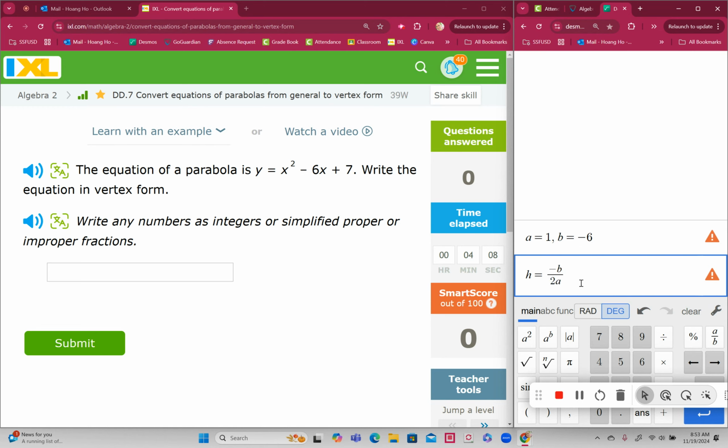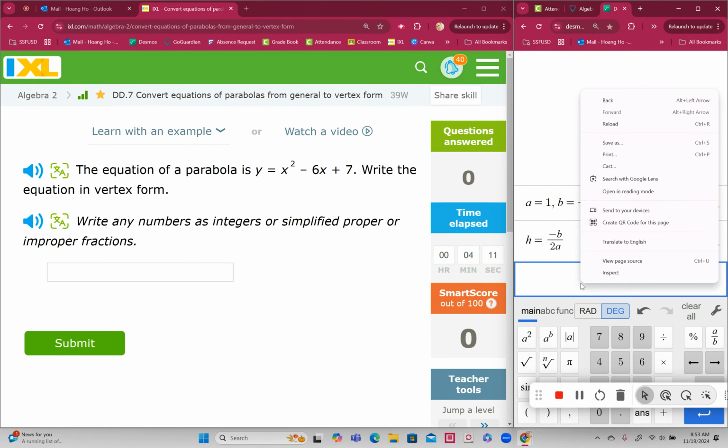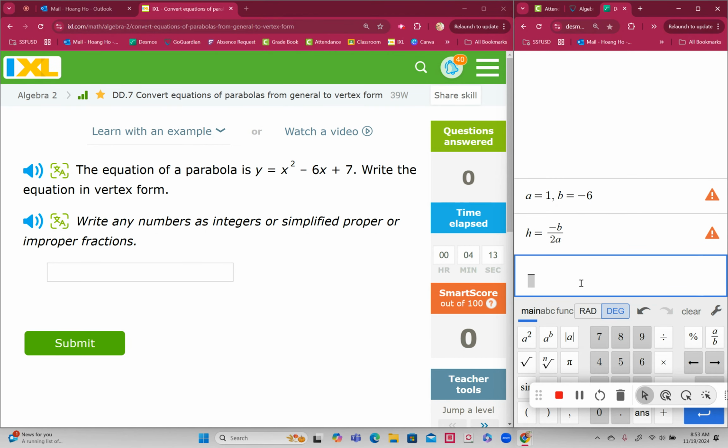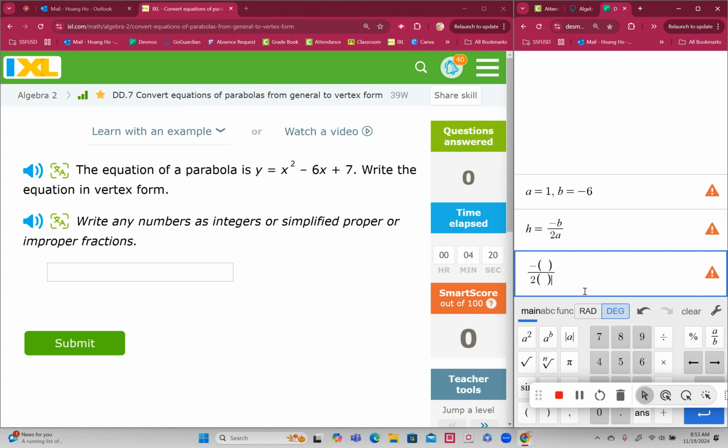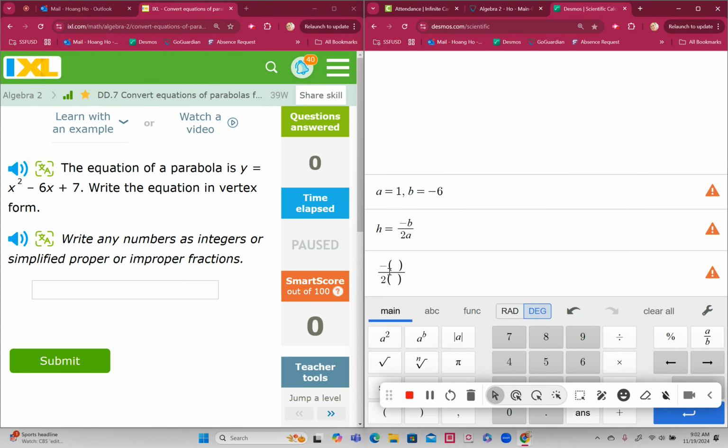Okay, so now I substitute the value in. Negative B, put in parentheses, over 2A in parentheses. I got B equal negative 6, so I put it in, and then A equal 1. So you can see the H comes out equal 3. And then now, if you want to find the K, very simple.